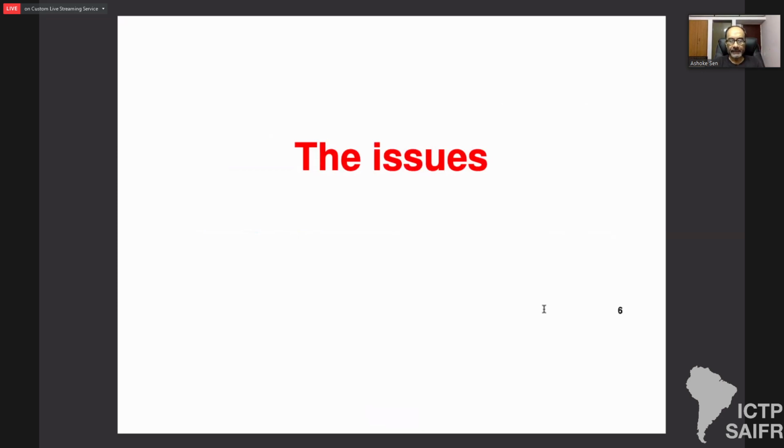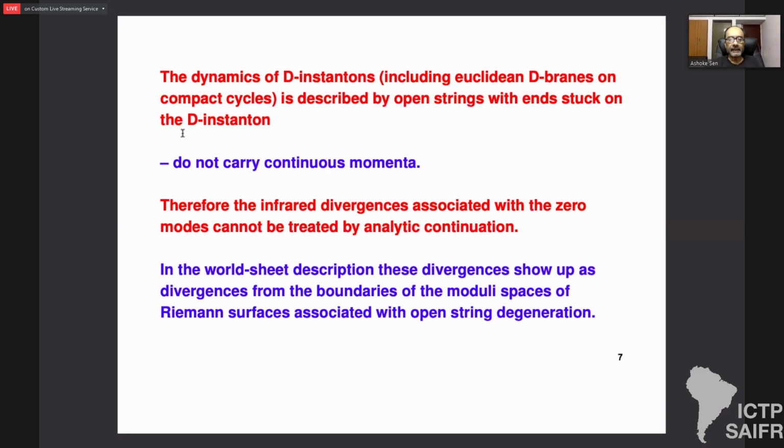So let me describe the issues first. The dynamics of D-instantons, including Euclidean D-branes on compact cycles, is described by open strings with ends that are stuck on the D-instanton. And these open strings do not carry any continuous momentum. Therefore, the infrared divergences associated with the zero modes cannot be treated by analytic continuation, which is the standard way we treat divergences in string theory. And in the worldsheet description, these divergences will show up as divergences from the boundaries of the moduli spaces of Riemann surfaces associated with open string degeneration, because these are zero modes associated with open string states.